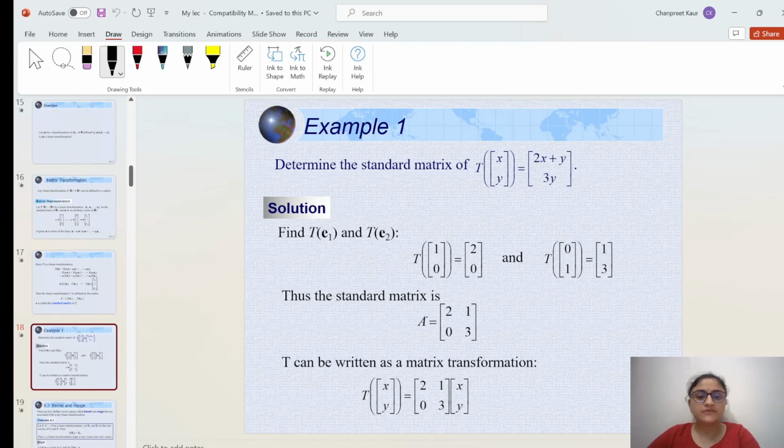So the standard matrix will be given by, first, the first column determined by the action of T on the first basic element, that is the action of T on e1. So I just arrange this column vector (2, 0) here. And the action of T on the second basic element e2 is given by (1, 3), and we arrange it like this. If I rewrite it in the matrix transformation form, Tx equals Ax will be the matrix transformation form.